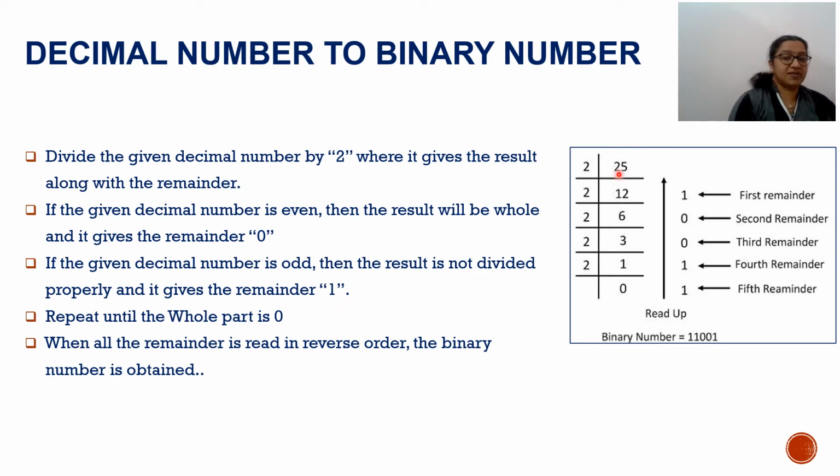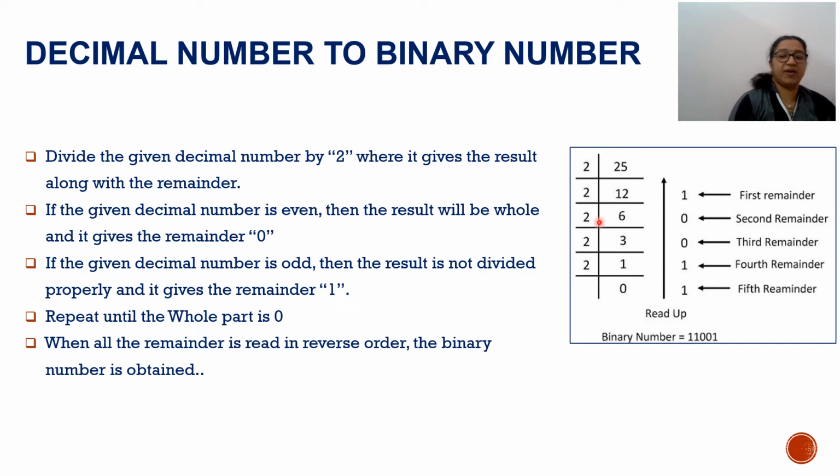See, 25 is the decimal number. We are converting it into a binary number. First we divide it by 2. The quotient is 12, and we get the remainder as 1 because this is an odd number and not a whole division. Now we divide again by 2. 6 is the quotient, and we get 0 as the remainder.